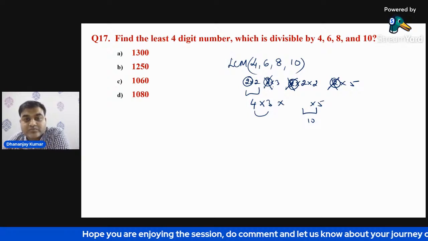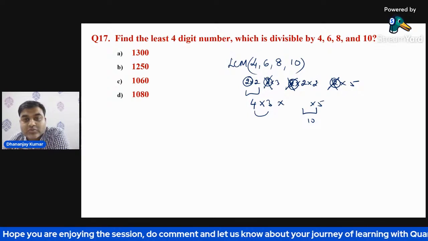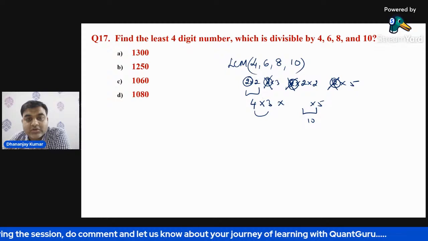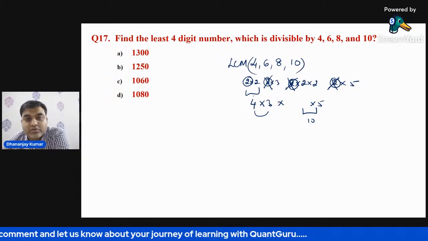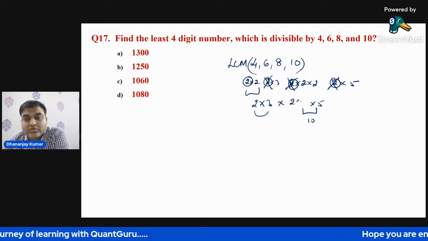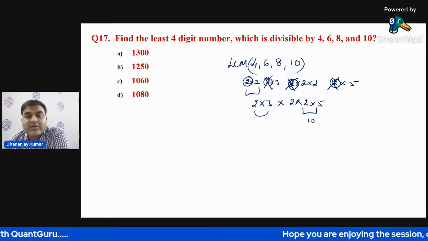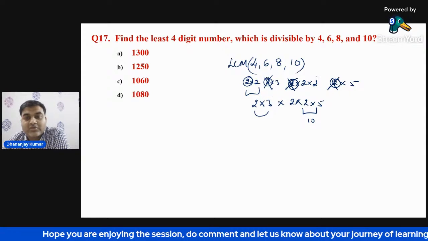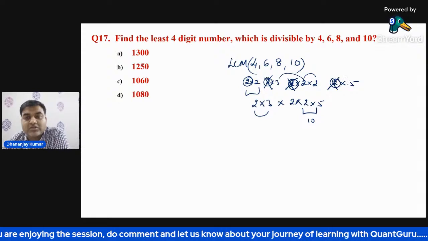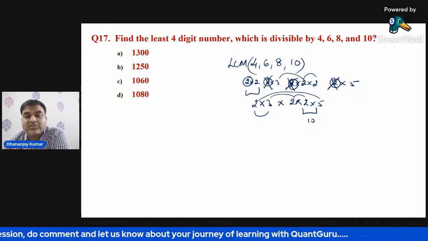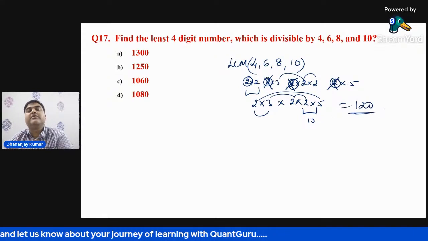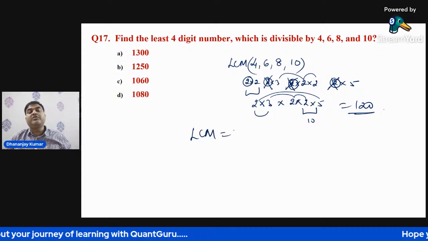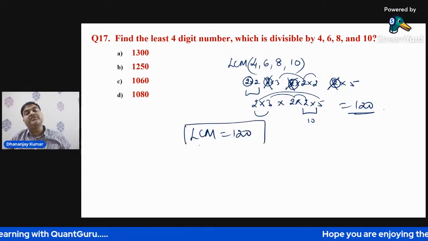So 3 into 2 into 3 into 2 into 2 into 5, 4 threes are 12, and 12 and 10, yes, 120 is the LCM, right? So anyways, that time also we found the LCM as 120. So 120 is the LCM.